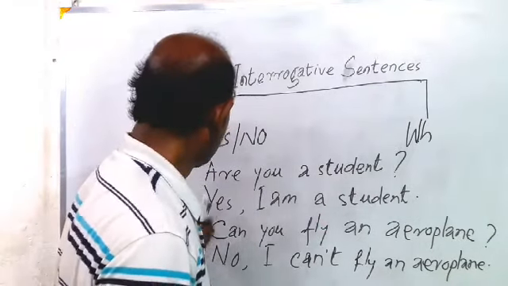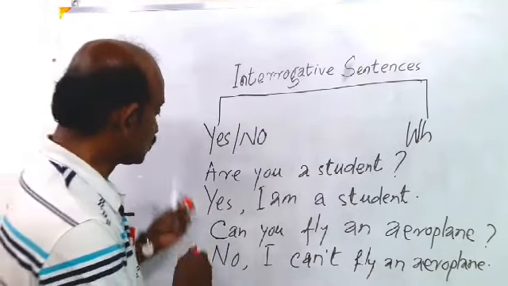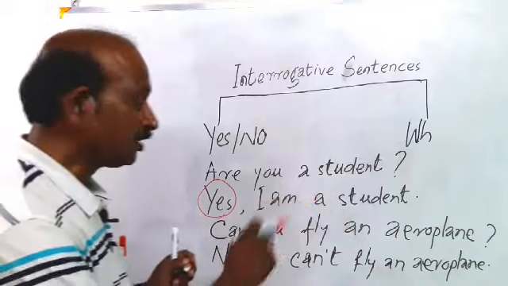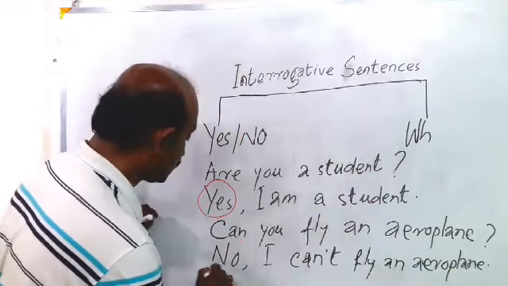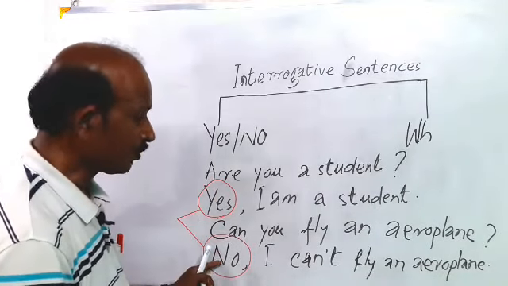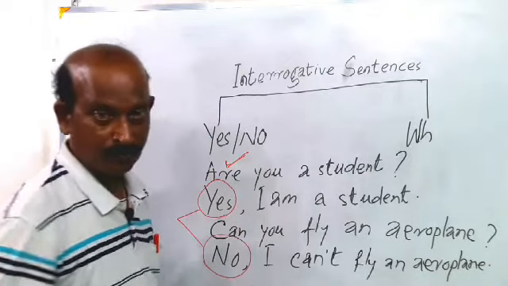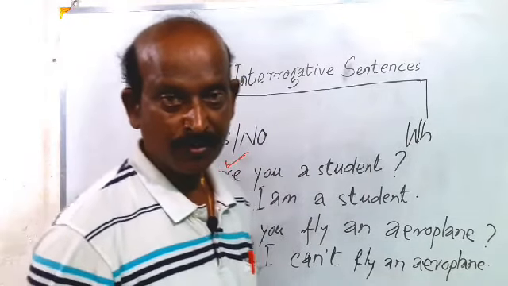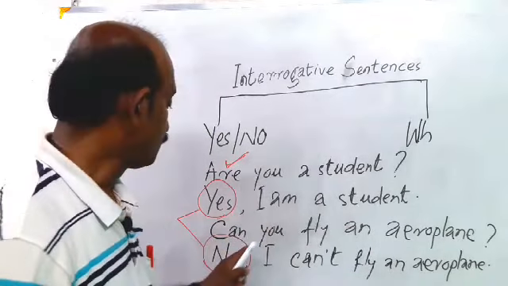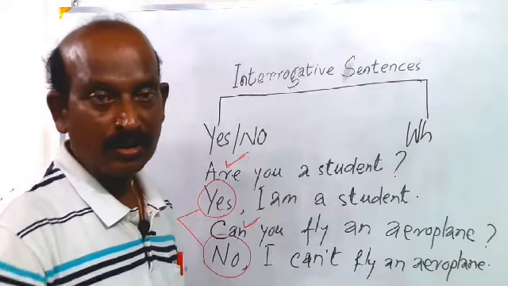Both the questions. Are you a student? Here we get the answer yes. And can you fly an aeroplane? Here we get the answer no. Yes or no? And both of these begin with an auxiliary verb, a primary auxiliary. It is the B form of the verb. The question begins with it. And here, it begins with can. Can is the modal auxiliary.